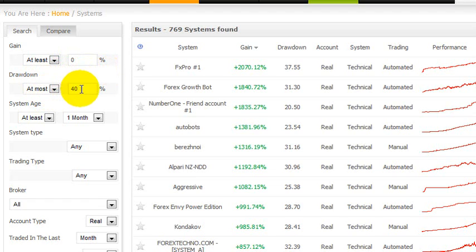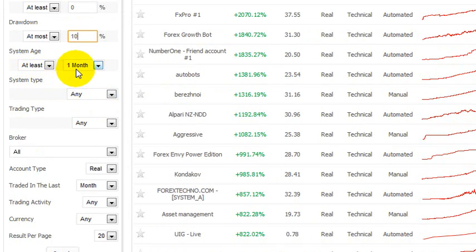Drawdown, this is an important one. And this is of course personal preference, but for the purpose of this demonstration, let's go ahead and put the drawdown at 10%. So at most, the drawdown should only be 10% in the systems that we are going to look at today. System age, let's go ahead and look at systems that are at least 3 months old. So at least 3 months old. System type, technical or fundamental, that really doesn't matter. You can keep that at any.